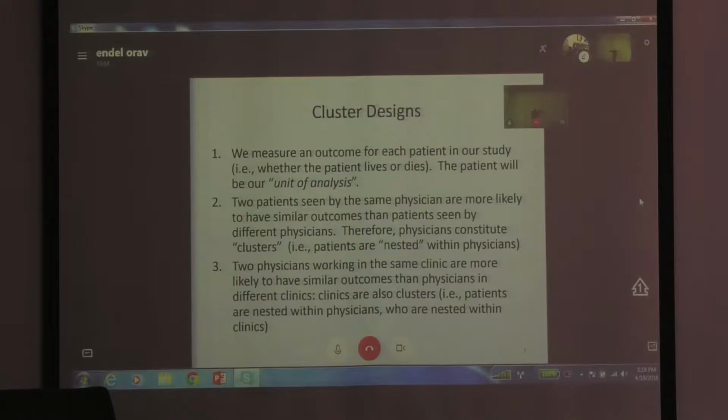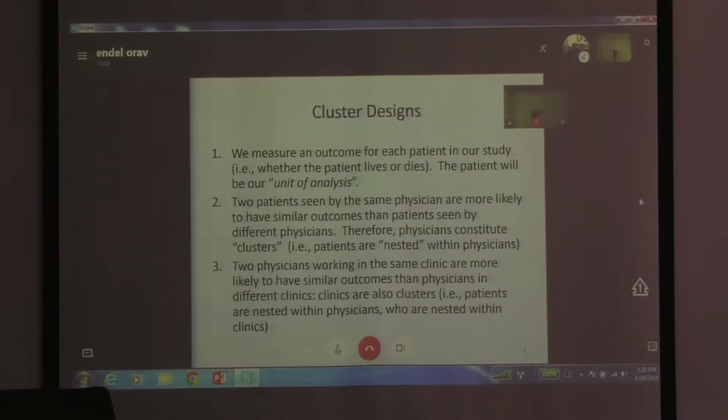So cluster design, we're measuring the outcome, let's say an outcome for each patient in our study. Something simple, whether the patient lives or dies. More complicated, continuous, the patient's quality of life. And we're going to measure it once for each patient. That patient will be our unit of analysis.